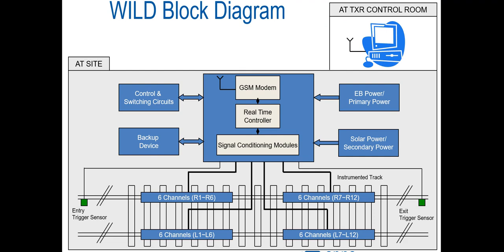Okay, so what does the block diagram look like? Here's the TXR control room, that is the train examiner's control room. This is the site. You have a GSM modem for transmitting the data. This is the rail, and here you can see L1, L6, L7, L8. These are your strain gauges, the instrumented track or the strain gauges.